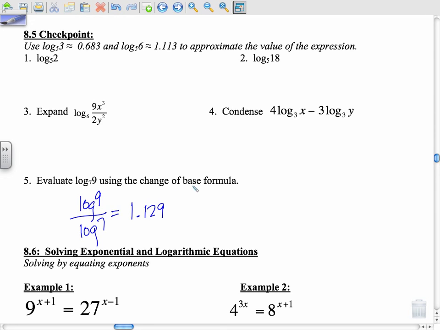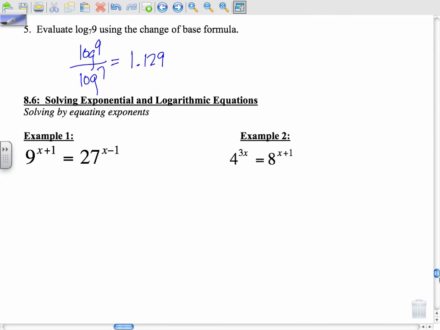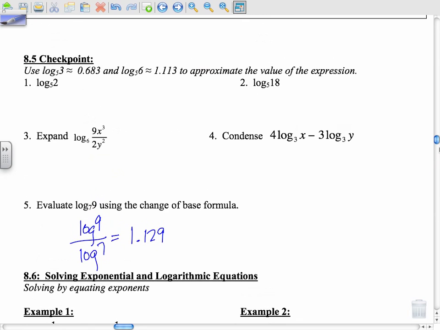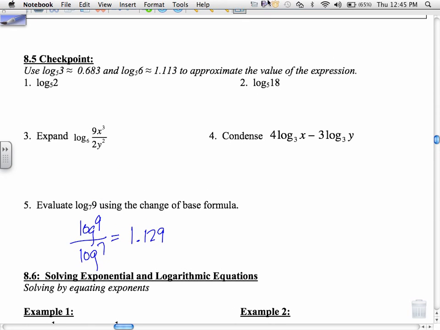So, I will leave the rest of these checkpoint answers on my desktop as a picture. The picture will be called 8.5 checkpoint answers. Try these, then we'll get your assignment for later. Next lesson will be here, and this will be a lot of fun. It will be solving these things right here. It will be starting to solve with x's up here in your exponents. So, good luck.